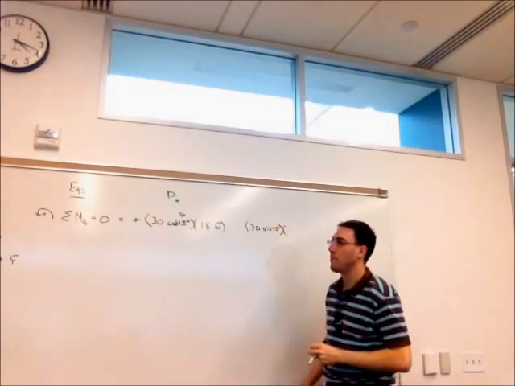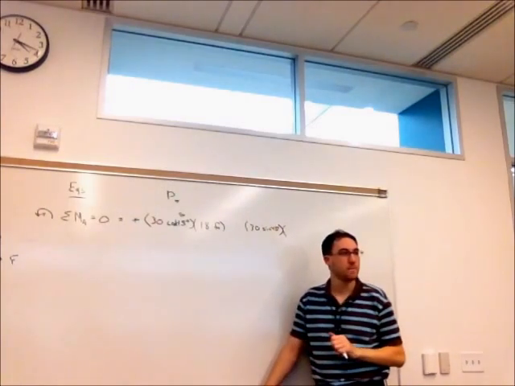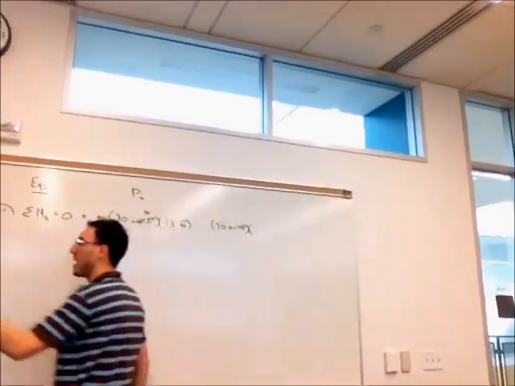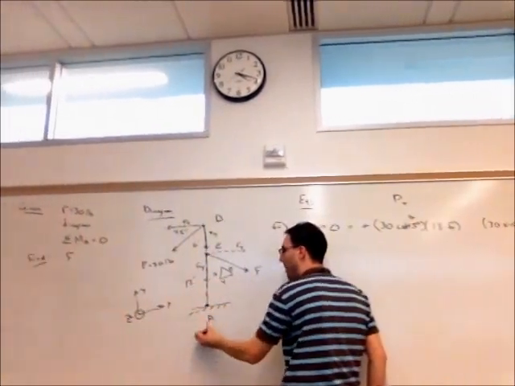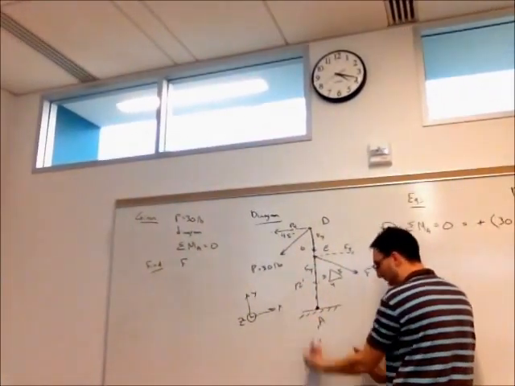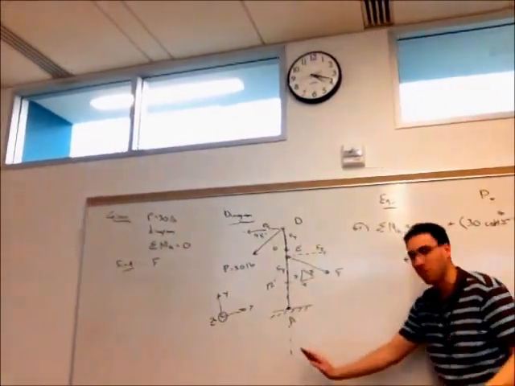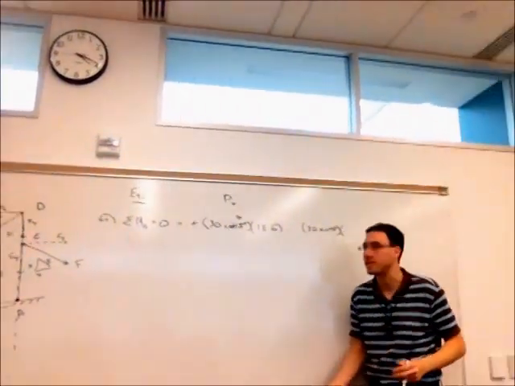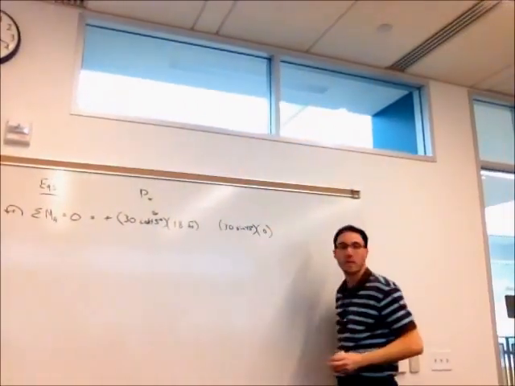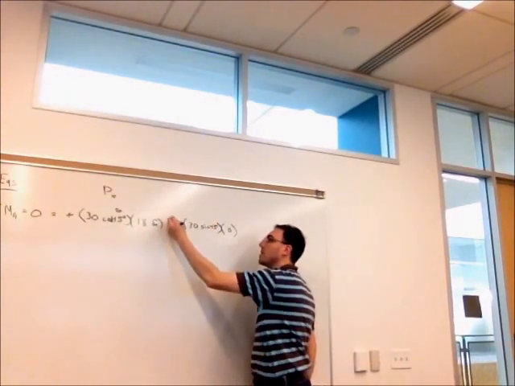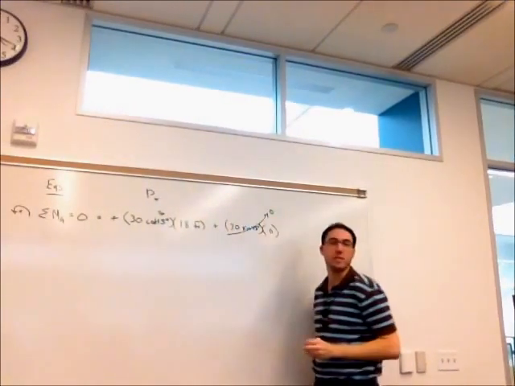What is Py's perpendicular distance to A? Right, so this has its line of action passing through that point A. In that case, the perpendicular distance is always 0. It does not contribute to the moment about it. So this whole piece goes to 0.